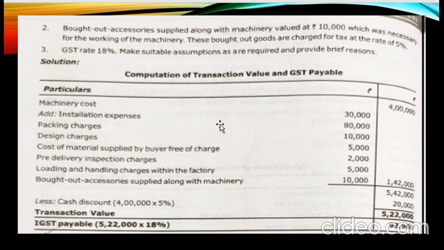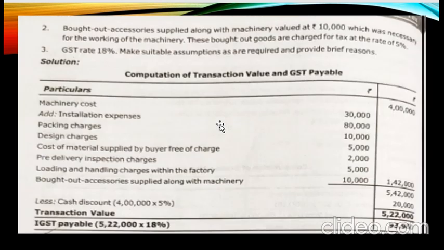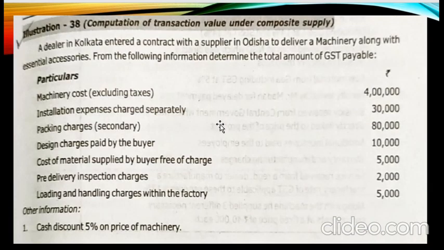With this, we will minus the discount given in the problem, cash discount 5% on the price of machinery. What is the price of machinery? 4 lakh into 5% of it is 20,000. So 5,42,000 minus 20,000 will give us the transaction value of 5,22,000. Now here we will decide the GST rate.